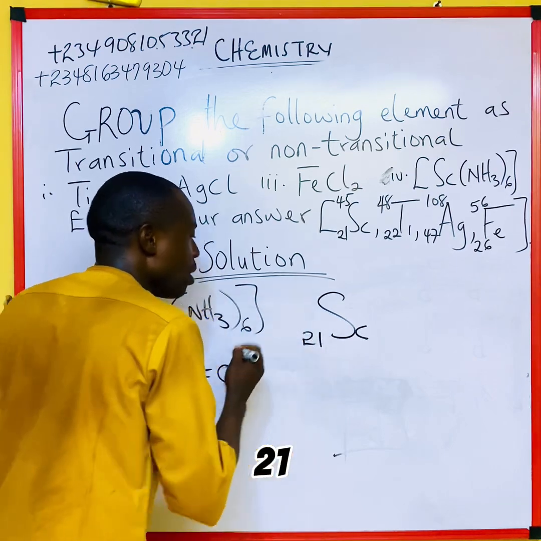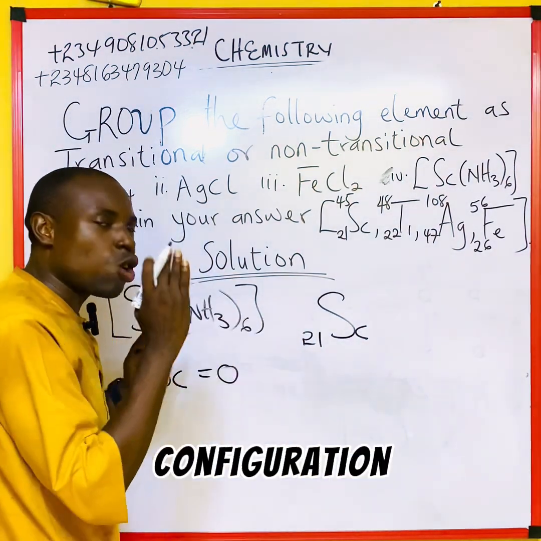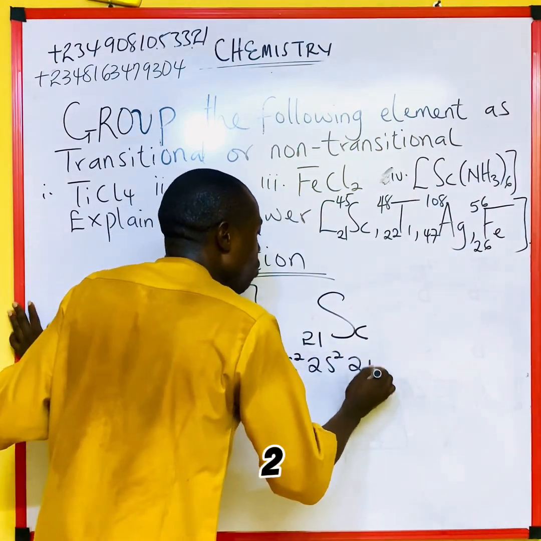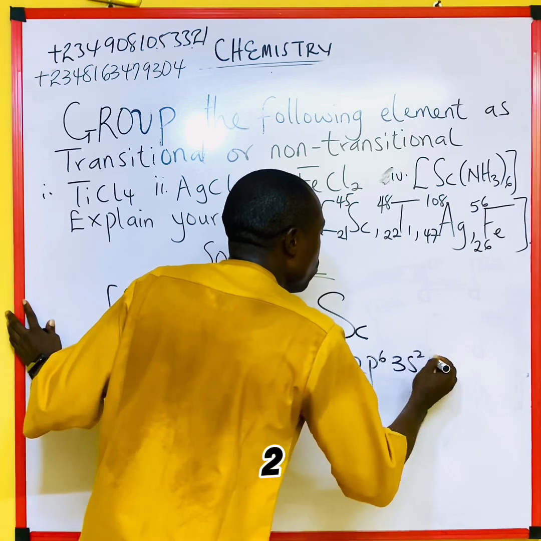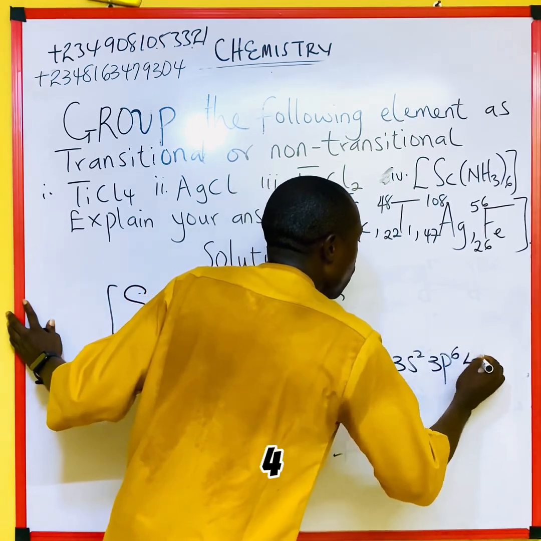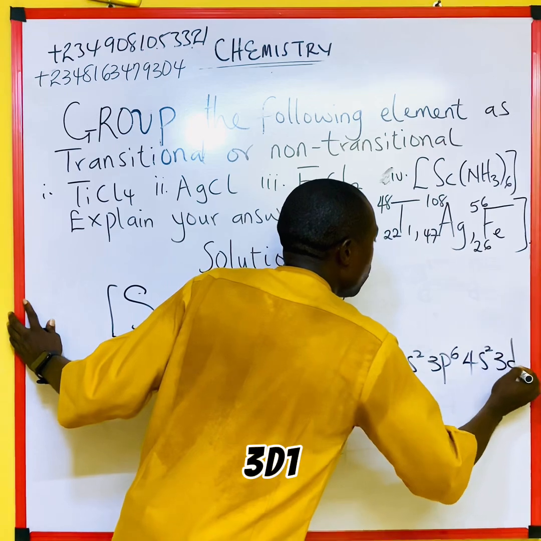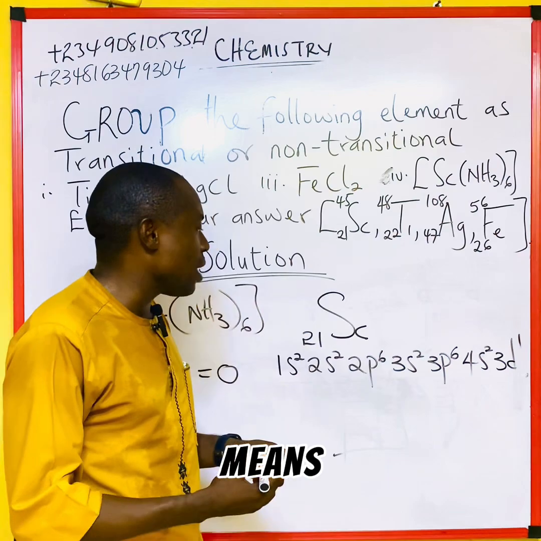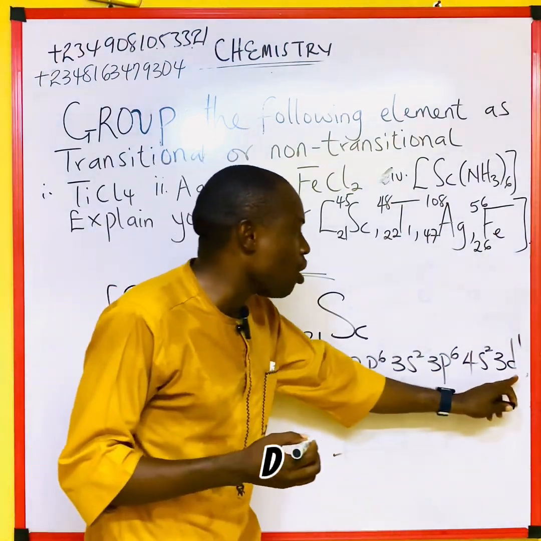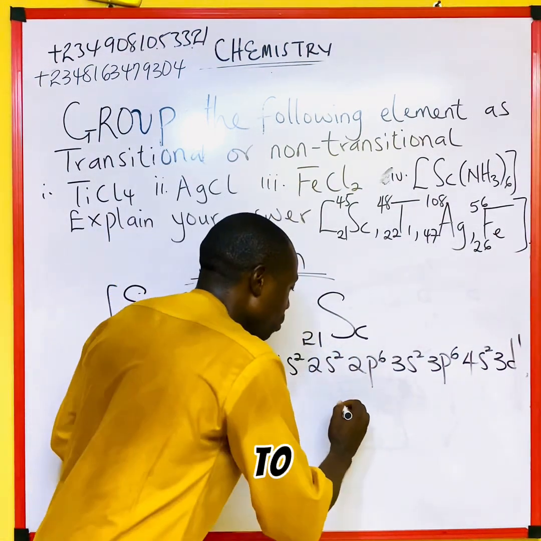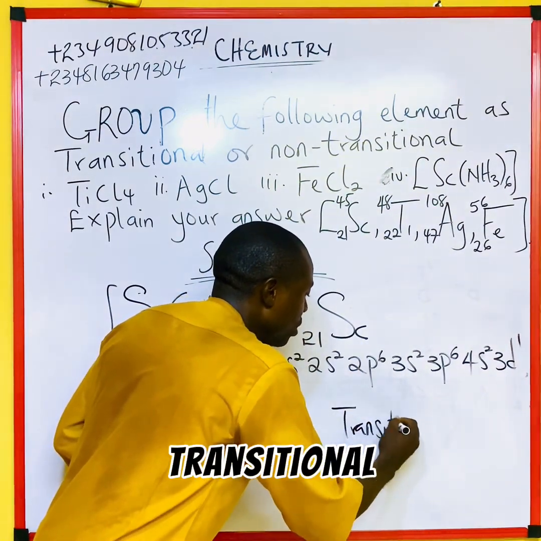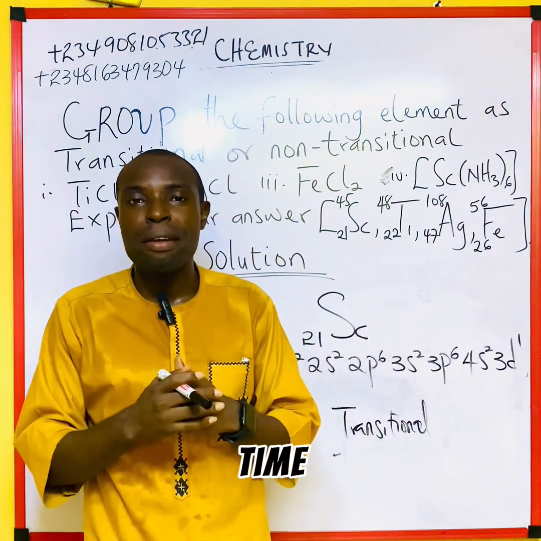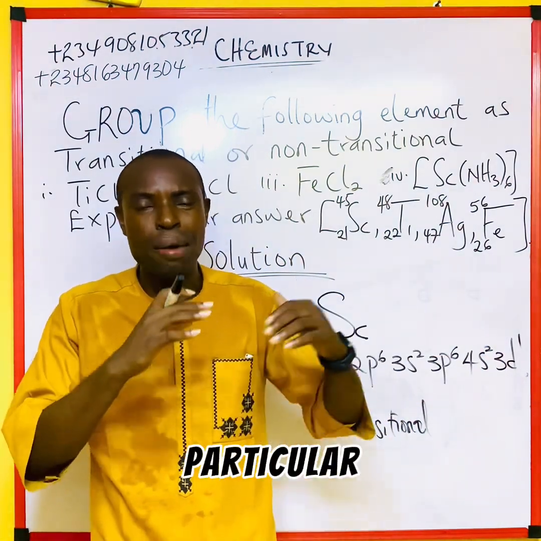Here the atomic number is 21. So I will write the configuration for scandium, which is 1s2, 2s2, 2p6, 3s2, 3p6, 4s2, 3d1. Now, if I'm able to do it like this, it therefore means that because there is 1 electron in the d orbital, scandium is said to be transitional. And this actually does make sense for us, and at the same time marks the end of this particular question.